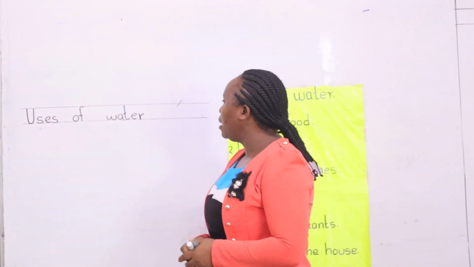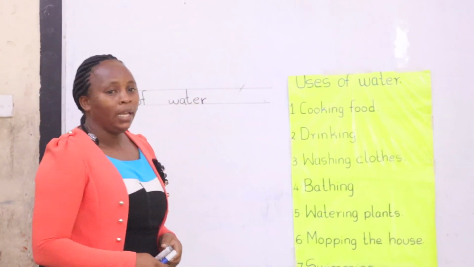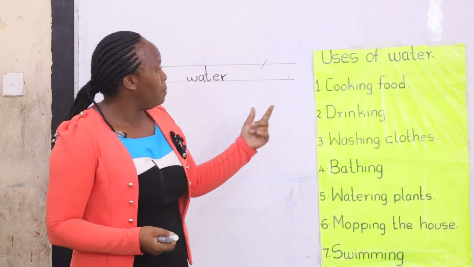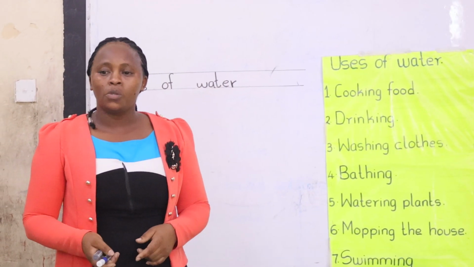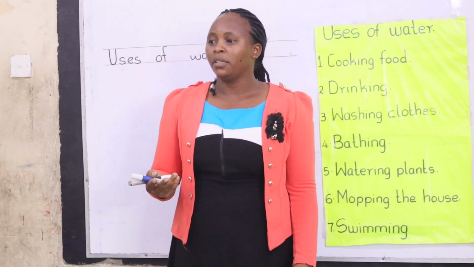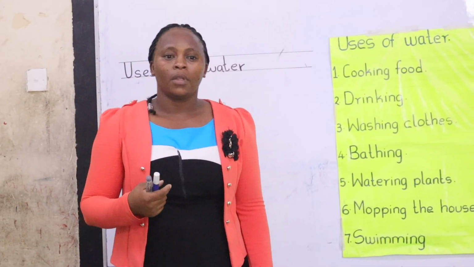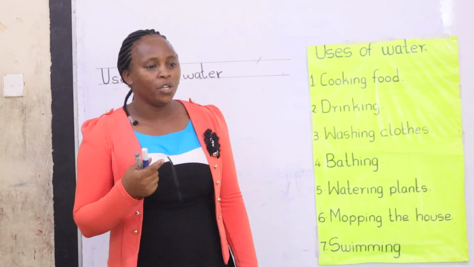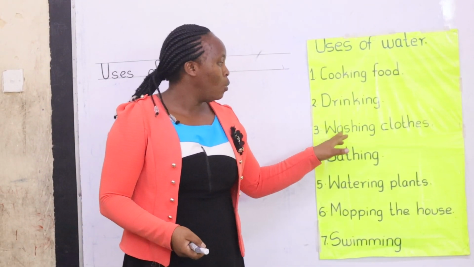We are going to learn about uses of water, and there are many uses of water. Like when you're cooking food, we need water. Number one, when you're cooking food, we need water. Also, when you are thirsty, you take what? Water. Also at home, your moms or the aunties, as they wash clothes, they need water.